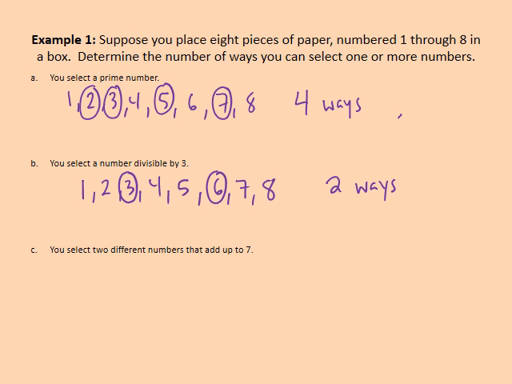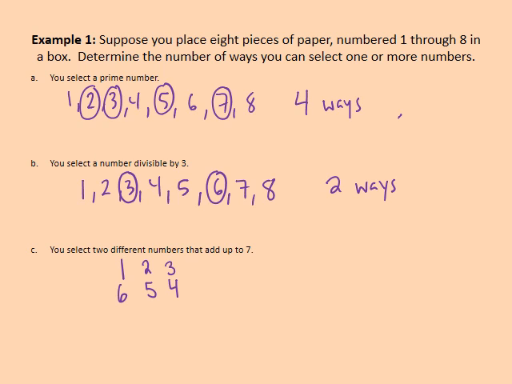The last one's a little trickier. It says you select 2 different numbers that add up to 7. So let's look at our numbers. So 1 and 6 are 2 different numbers that would add up to 7. 2 and 5 are 2 different numbers that will add up to 7. 3 and 4 are 2 different numbers that will add up to 7.